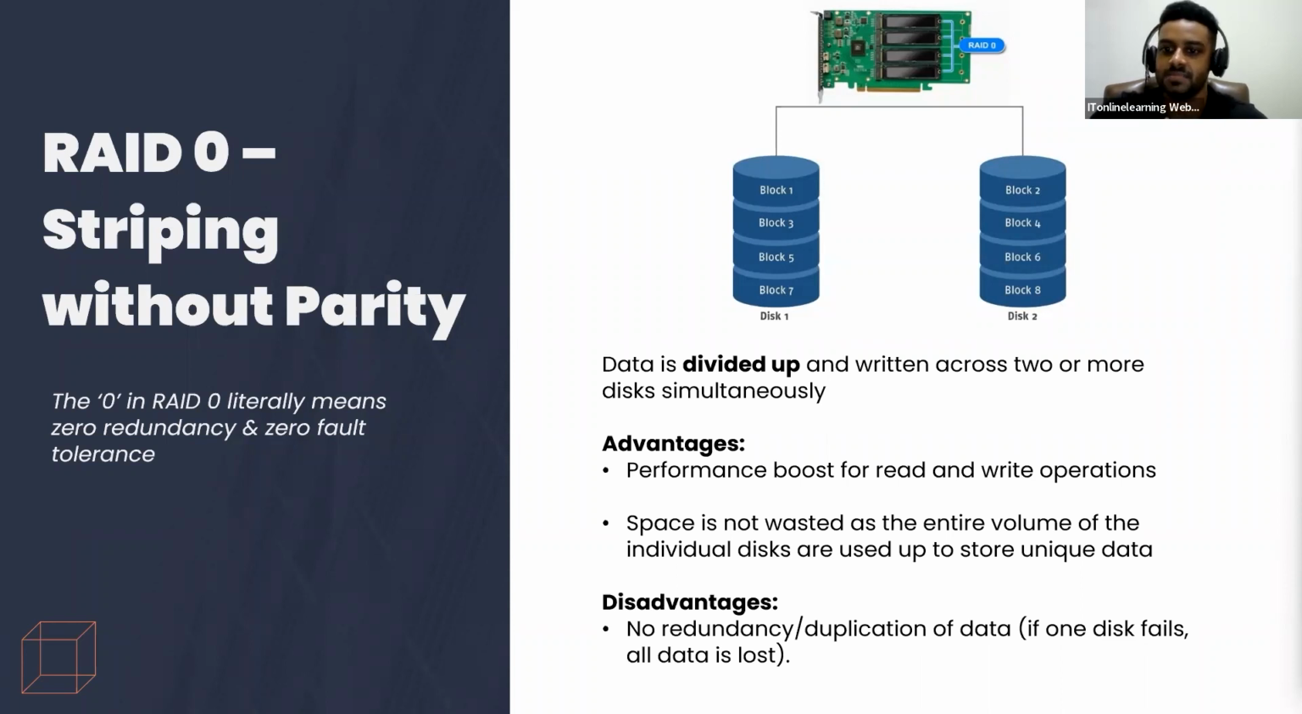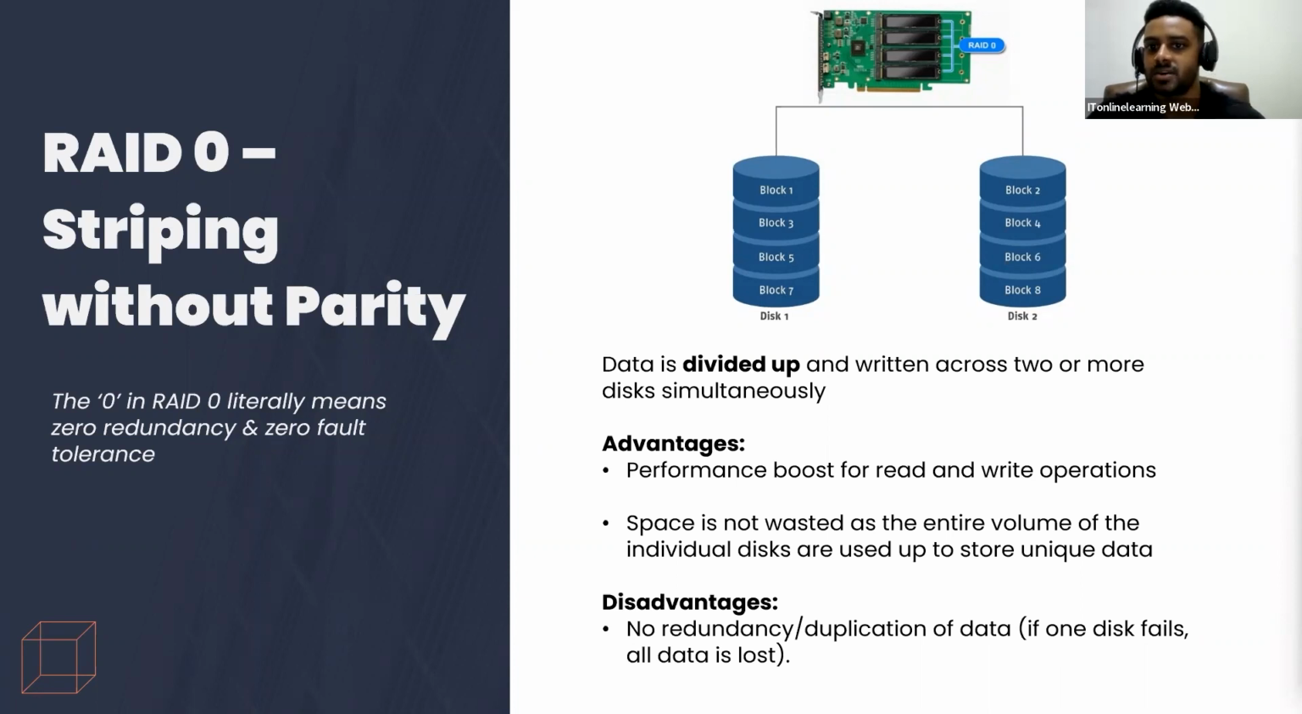That's because the data becomes corrupt on all of the disks. Just remember that the 0 in RAID 0 literally means there's 0 redundancy and 0 fault tolerance. Each additional drive creates another failure point, which basically increases the odds that someday the array will crash.